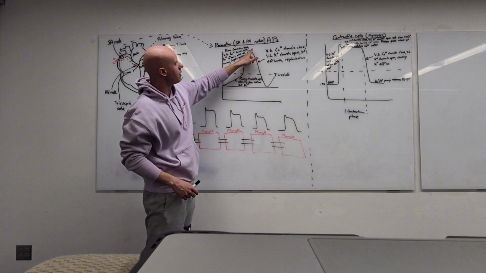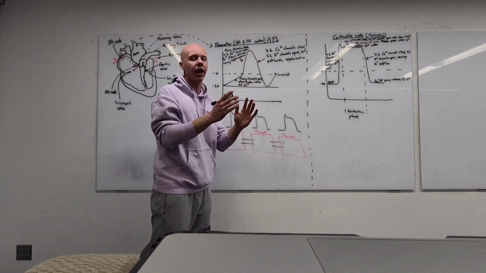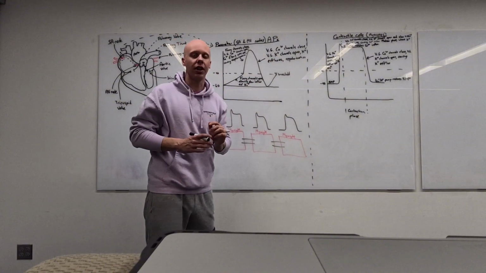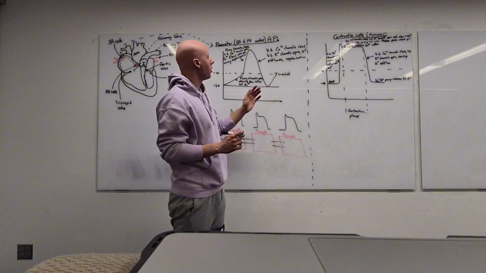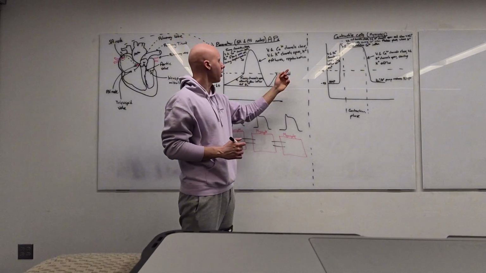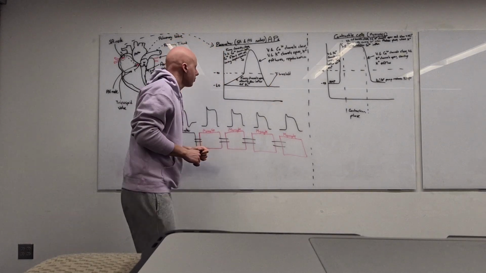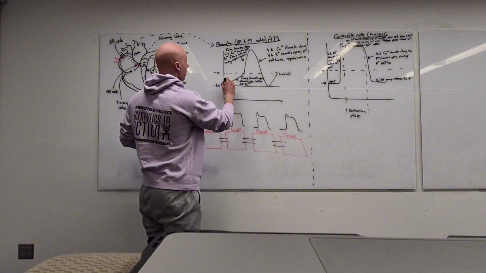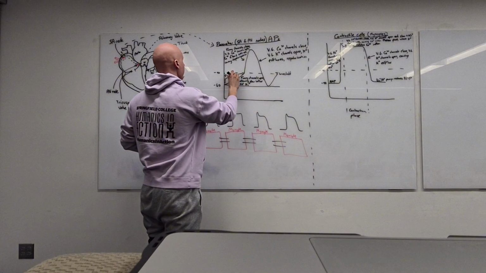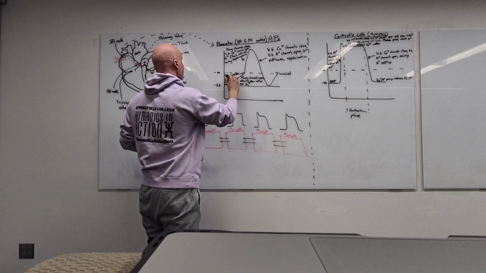Then once we get to the top, we have those voltage-gated calcium channels closing and voltage-gated potassium channels opening, allowing for potassium efflux out of the cell, which causes repolarization. And what you see right here with this first phase of the graph is called the pacemaker potential.